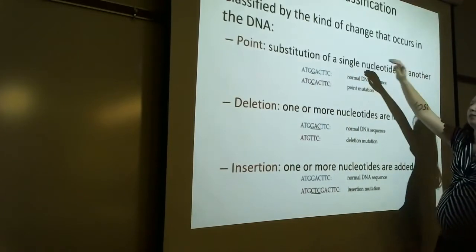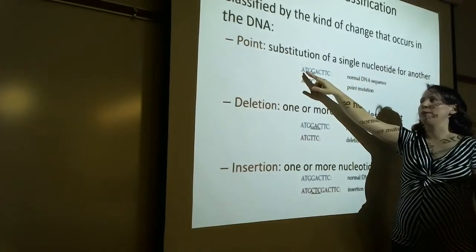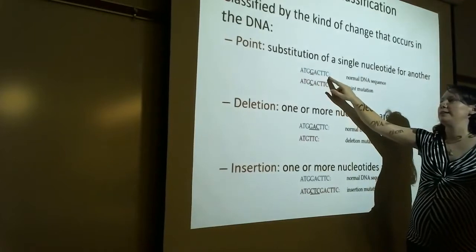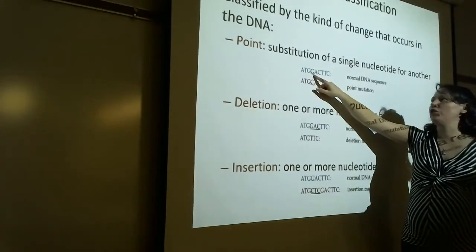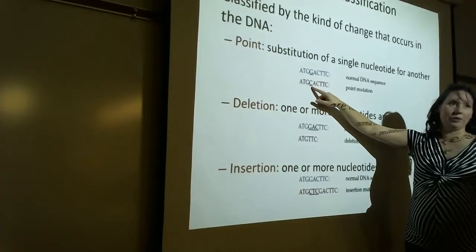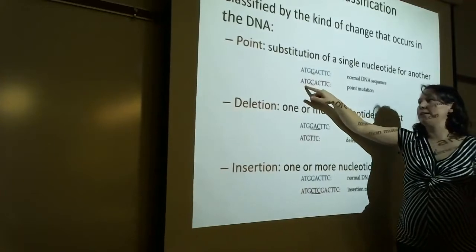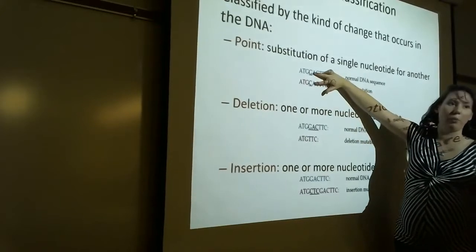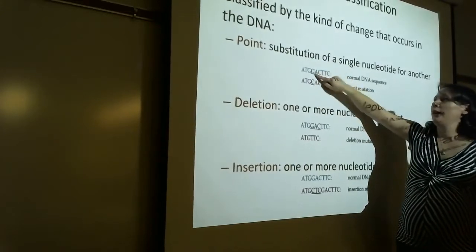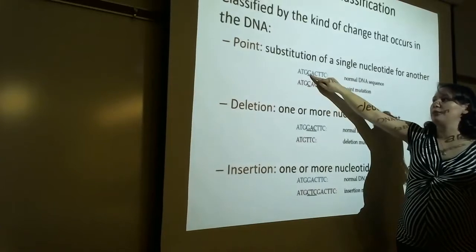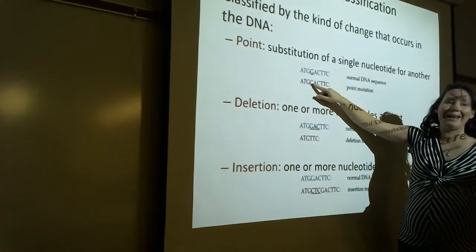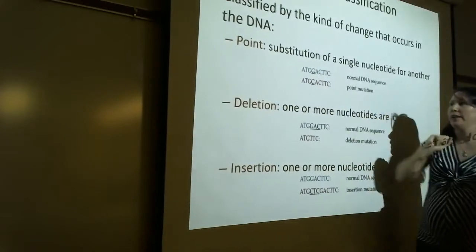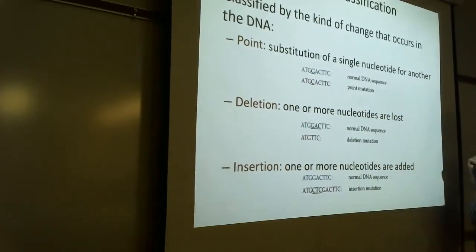Okay, so for instance, if the sequence should be ATG, GAC, TTC, instead of having a G there, a C gets substituted there. And it now becomes ATG, CAC, TTC. That's an example of a point mutation, right? C gets substituted for a G. Or maybe an A gets substituted for a G, right? Something other than G gets put in right there. That's a point mutation.